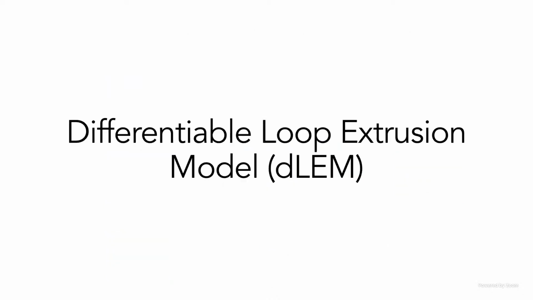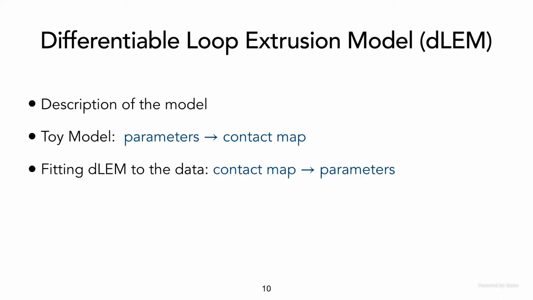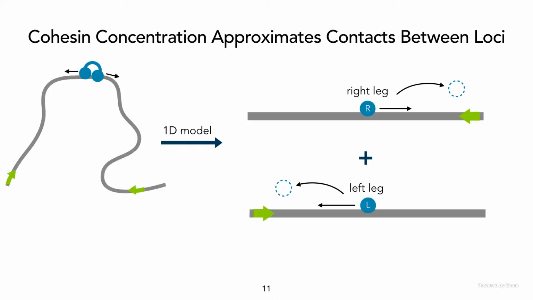So for the rest of the talk, I will present you a differentiable loop extrusion model, or DLM. I will first describe how we design the model, and then we will look at the toy model where we will map parameters that we design into a contact map. And then after, we will fit our model to the data, and that way we will acquire parameters from the contact map or from the experimental data. So let's first design the model.